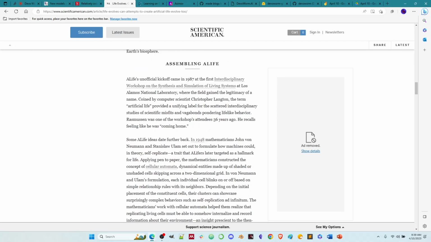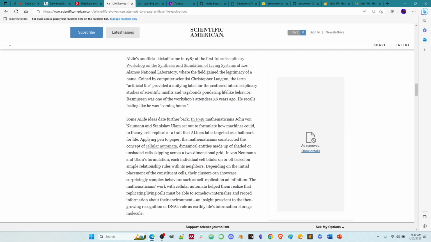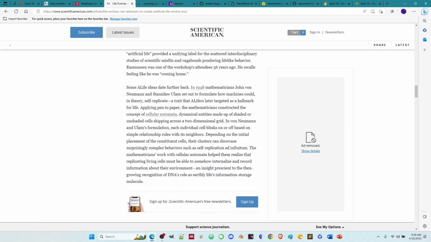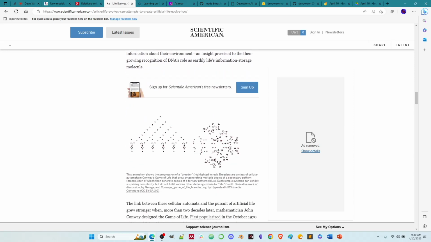And so, this is a nice article. It goes through the history of the field of A-Life. It started in 1987 at the first A-Life conference, and goes back to the middle of the 20th century where people were trying to understand how machines can think and replicate. John von Neumann and Stanislaw Ulam worked on these kinds of problems together, building things like the von Neumann replicator and other types of things. And of course, this evolved into the modern A-Life systems that we have now.